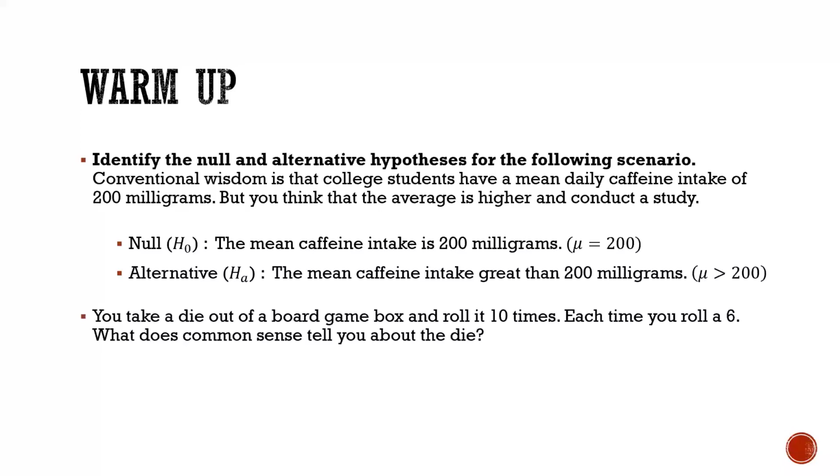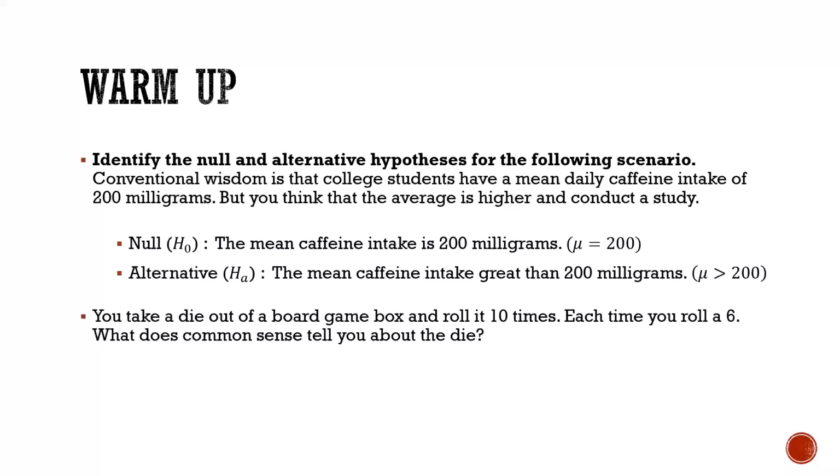Now, this one's not too hard. You take a dice out of a board game box, you roll it 10 times. Each time you roll it, you get a 6. What does common sense tell you about the die? You all have this common sense. You're all suppressing it right now if you can't say it. If every time I roll it, I get a 6, something is wrong with it. In other words, fixed means what in probability terms? The probability of rolling a 6 is not 1 out of 6. We think that it's higher.